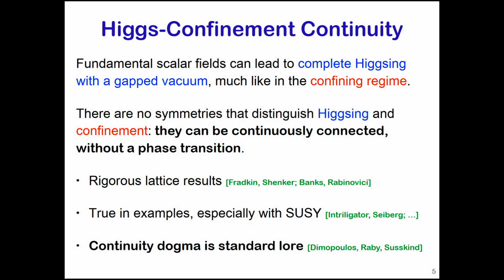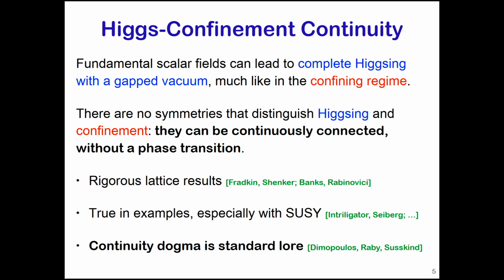And because there's no one-form symmetries once you've added the fundamental Higgs fields, there's no order parameters, no sharp notion of phase that you can use to distinguish the confining and the Higgs regime. And this leads to the idea that those two regimes should be continuously connected without a phase transition between them. And this is not just a kind of general principle. It comes from rigorous results.